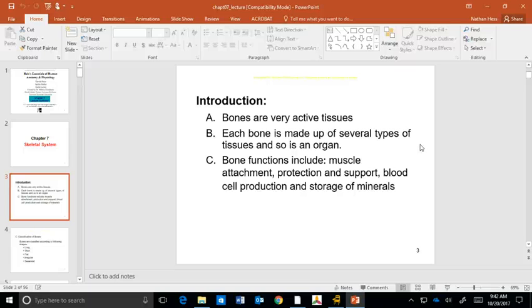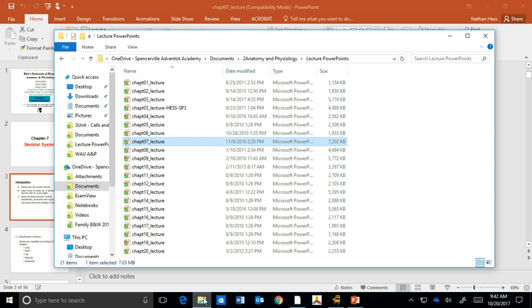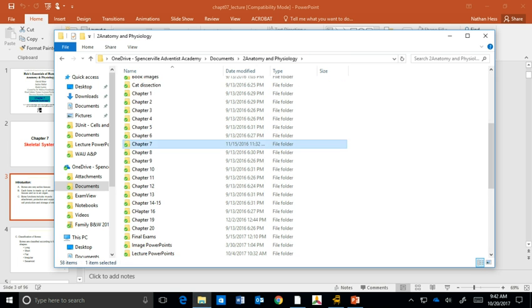All right, so we're diving into the integumentary system. We already did integumentary, so let's not worry about that. Into your skeletal system. You have the study guide, right? I'll pop it up here again just to make sure you know where we're going.